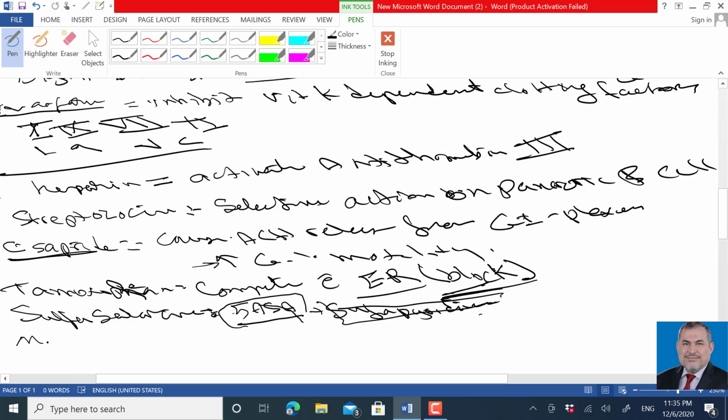What is the mechanism of action of metronidazole? Metronidazole, which is Flagyl. Mechanism of action: it breaks DNA.